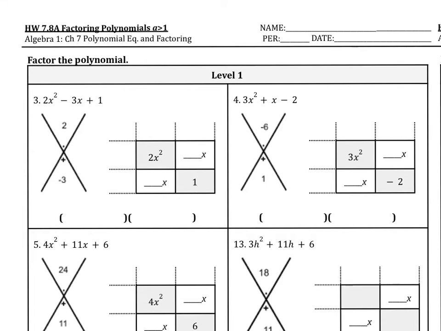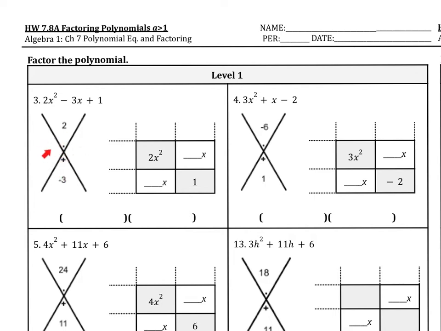Homework 7.8a, factoring polynomial when a is greater than 1. You're going to do level 1 and 2. So for level 1, question number 3. In this case, the bottom number and the top number are already filled.